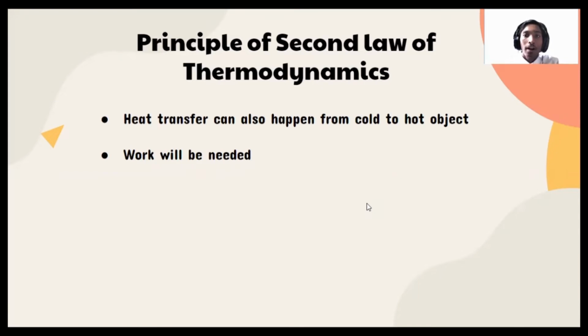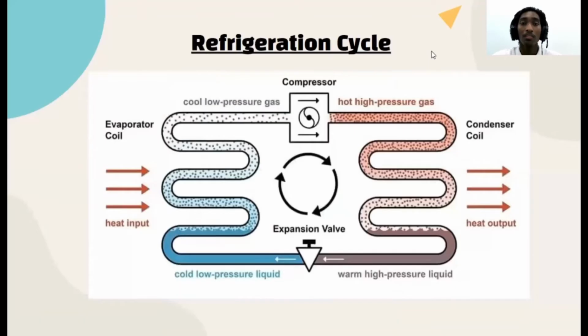So the refrigeration cycle starts at the expansion valve. The refrigerant will be flowing with high velocity, but the flow of the refrigerant will be disrupted at the expansion valve, in which the pressure, the velocity, and the boiling point of the refrigerant will be reduced. This will cause the refrigerant to become a cold, low pressure liquid.